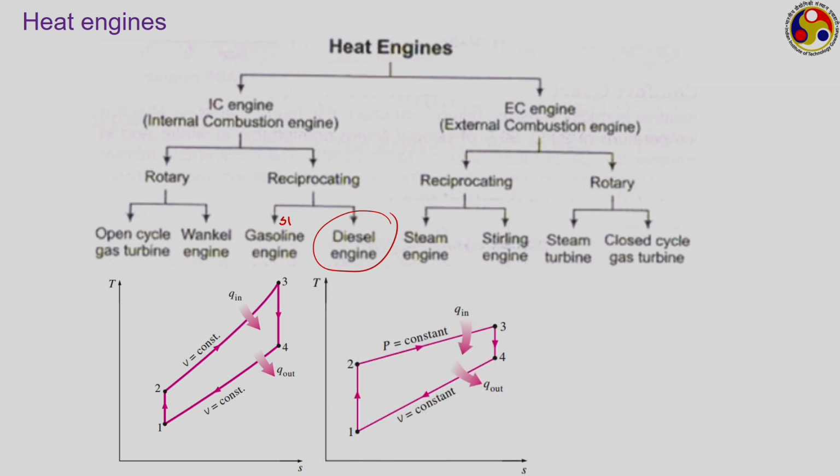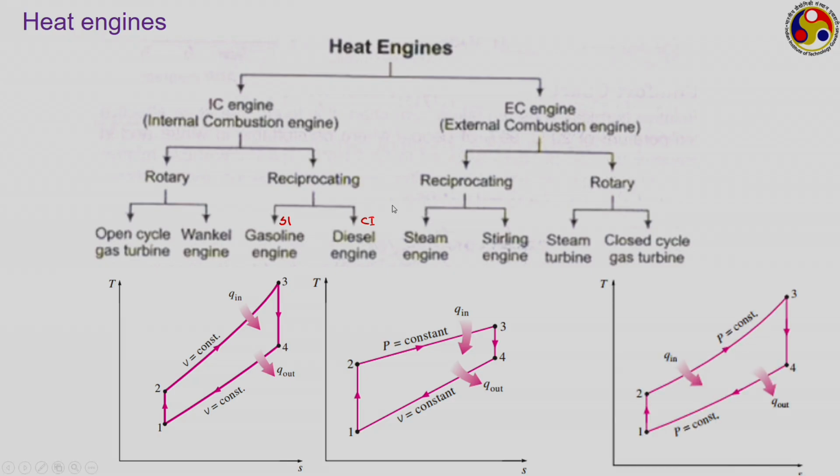Whereas, which cycle is this? Here we have heat addition at constant pressure and heat rejection at constant volume and two isentropic processes. Definitely this is the cycle corresponding to diesel engines. We call it a diesel cycle, which is the ideal cycle for diesel engines or the CI engines. We have already discussed them.